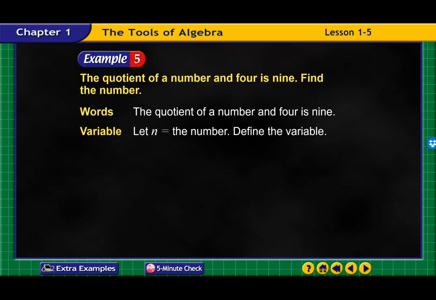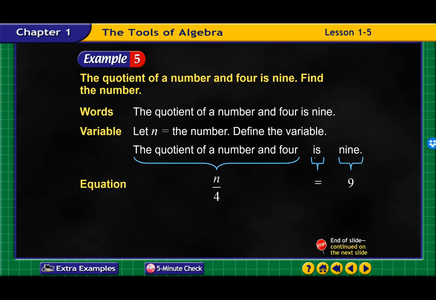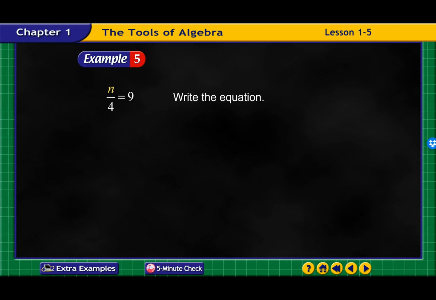So now we know what the variable is. So the quotient of a number and 4 is 9. Remember, is means equals. So it looks like the quotient would be division, so it would be n over 4. I might actually see in your homework, you might do it the other way, which would also be okay. I prefer it to be like the book does because you're going to see this more often. Is, as we said earlier, is an equal sign, 9. So we can write out our final equation here: n over 4 equals 9.